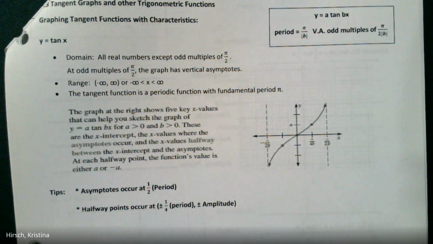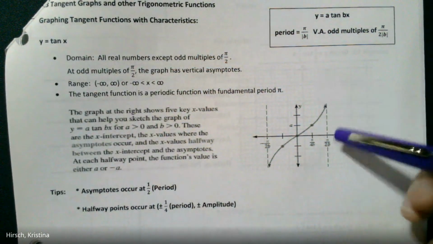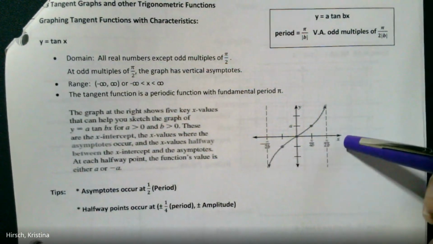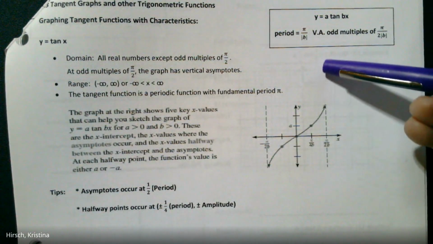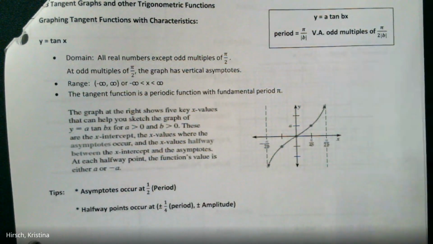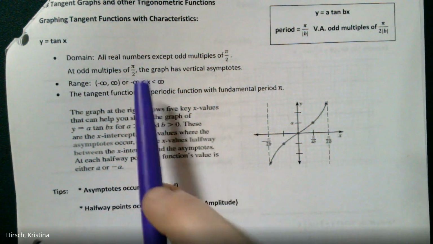All right, again, we're not going to get too deep into domain and all that stuff, but it will be there. The range is negative to positive infinity because even though the domain is restricted by the asymptotes, this graph technically keeps going up and up and up. Okay, and down and down and down. Okay, so that is continuous in terms of that direction. All right, so negative to positive infinity.